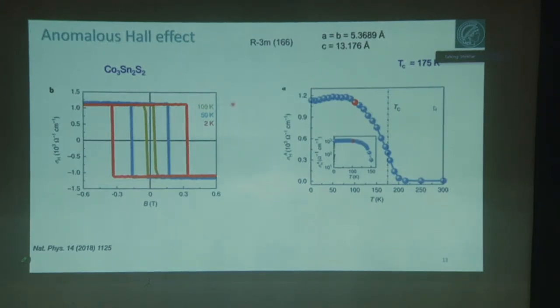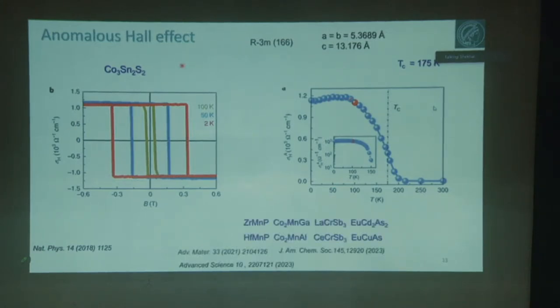And in a magnetic material, we can also see the anomalous Hall effect up to very high temperature. We can see here, up to 100 Kelvin, we can see anomalous transport. So this crystal is hexagonal, TC is 175, and up to 100 Kelvin you can see a very high anomalous transport of this crystal.